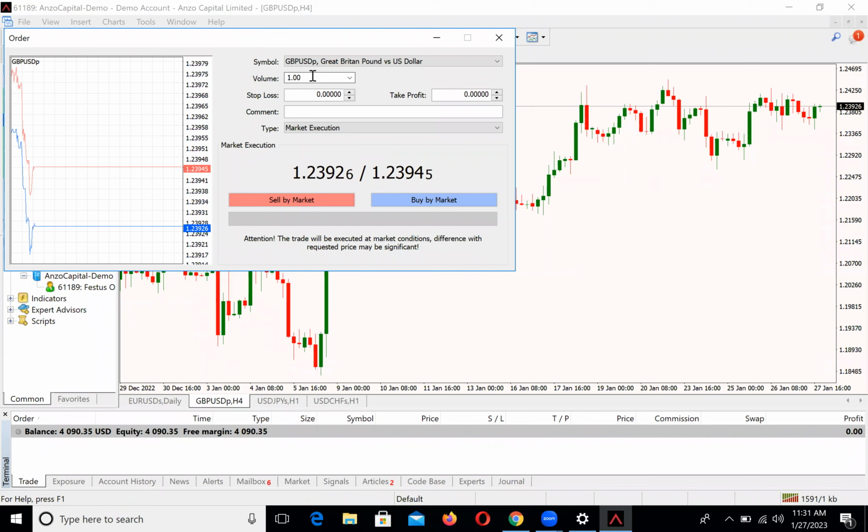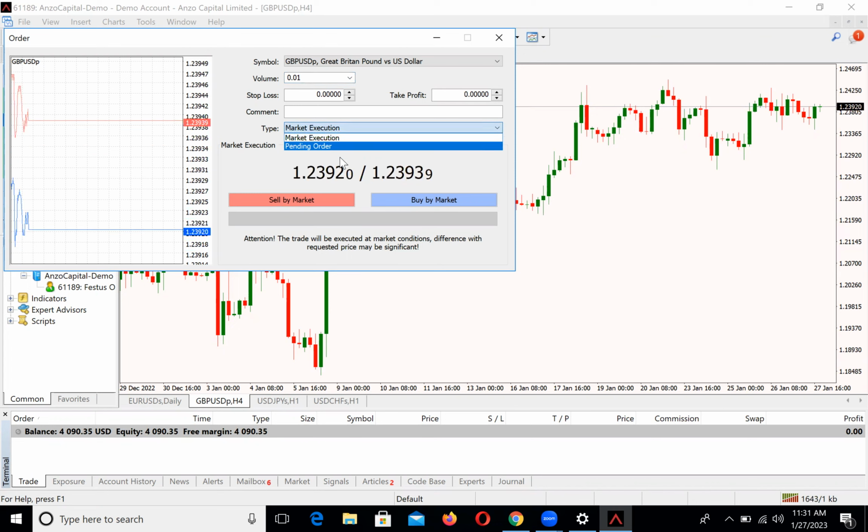So this is where you input your lot size. Let's say 0.01, for someone who's trading with a little amount, let's say $100. Then you can come here and see the type. This is called market execution. We have different types of executing a trade. I will talk about all of them. Market execution, and we have pending orders.